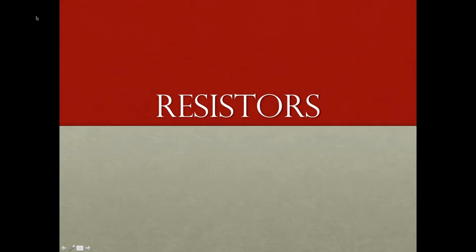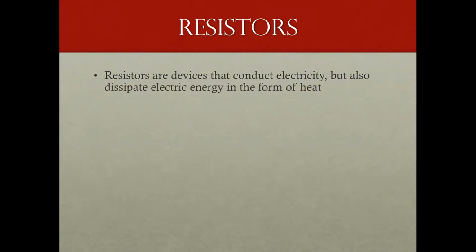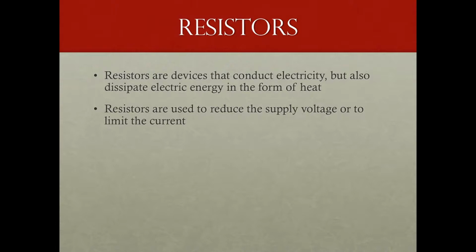This tutorial is going to be on resistors, and we get started here with what are resistors. Well, resistors are devices that conduct electricity, but they also dissipate electric energy in the form of heat. What they're used for mainly is, well, so we don't blow stuff up, but resistors are used to reduce the supply voltage or to limit the current, and there's a lot of different ways to do that. And we'll get into that when we get more into the circuit design.